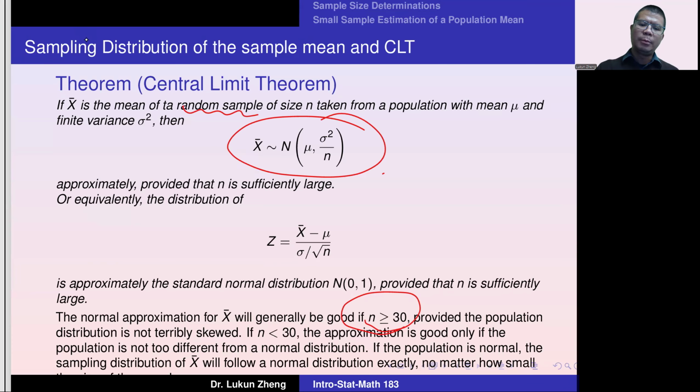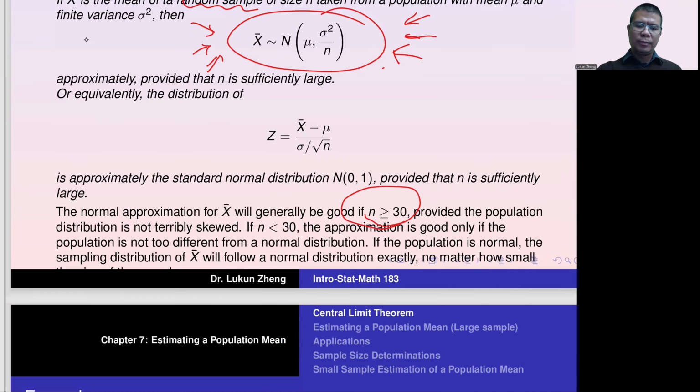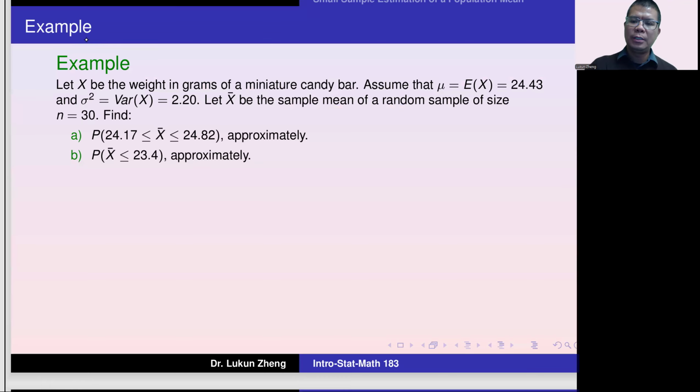All right, X bar is approximately normal with the same mean, and the variance is sigma squared over n. All right, so this is important. Okay, so let's consider this example. So we did this example.